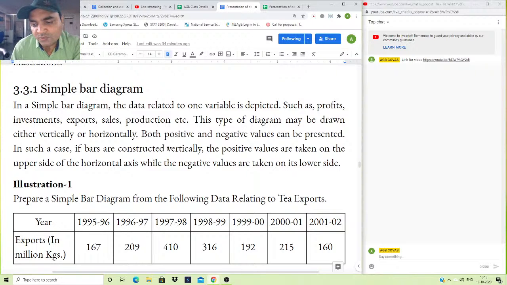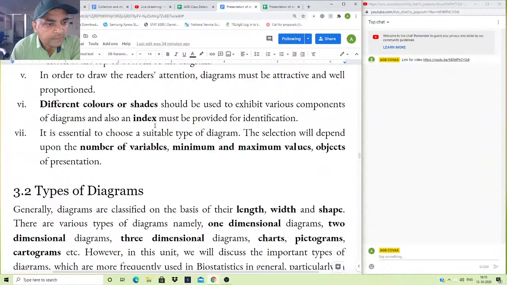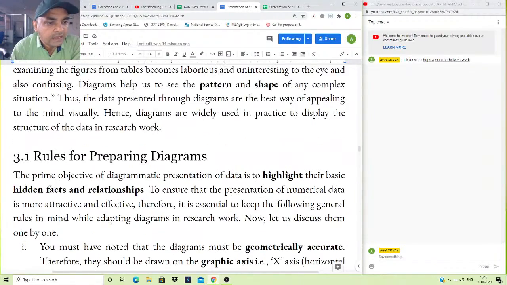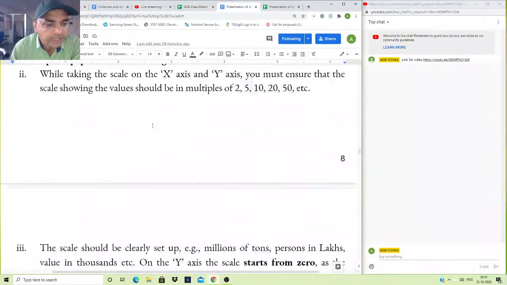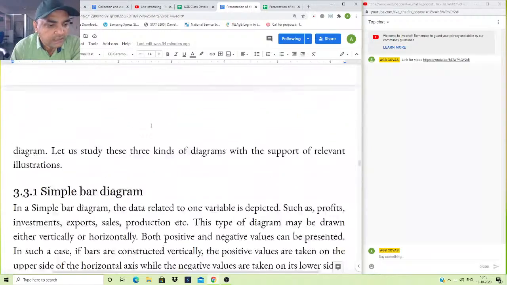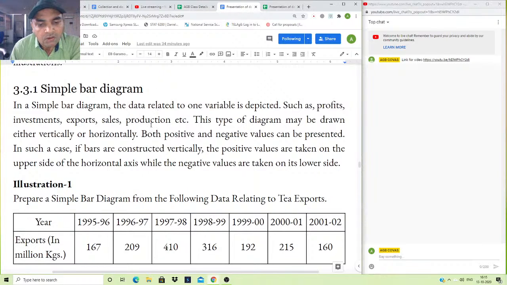Okay, welcome back, students. We have left from our previous section, where we discussed the types of diagrams, the rules of preparing diagrams, and started the diagrammatic presentation. We left the simple bar diagram for the next session. So now we will be discussing this simple bar diagram.